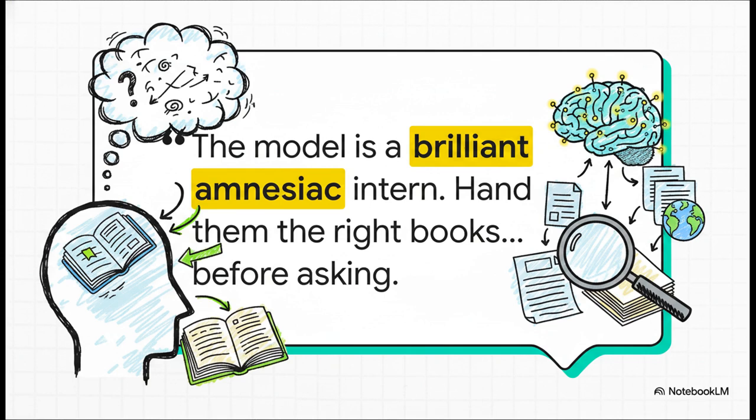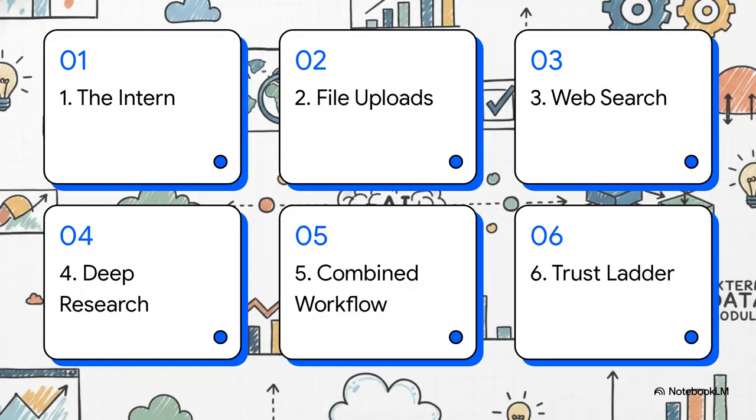With these tools, you are finally handing the AI the exact materials it needs to analyze what is right in front of it. Here is our agenda for today. 1. The intern and context window. 2. File uploads, your data. 3. Web search, current data. 4. Deep research, delegated analysis. 5. The combined workflow. And 6. The new trust ladder.